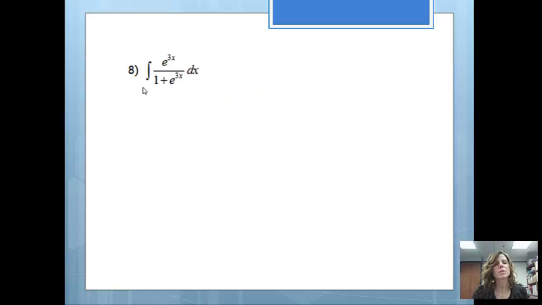Alrighty, next one. Now this one looks like it's got a lot going on in the problem. I'm going to use the hint. If there is more than one e in the problem, and there are two e's in this problem, we are going to let u be a bigger chunk. In this case, we're going to let u be this entire denominator. So we're going to let u equal 1 plus e to the 3x.